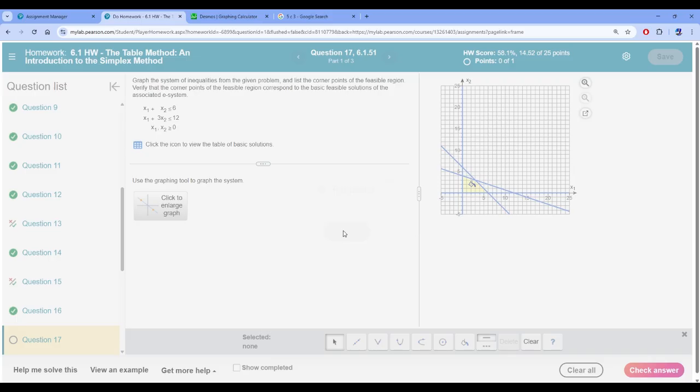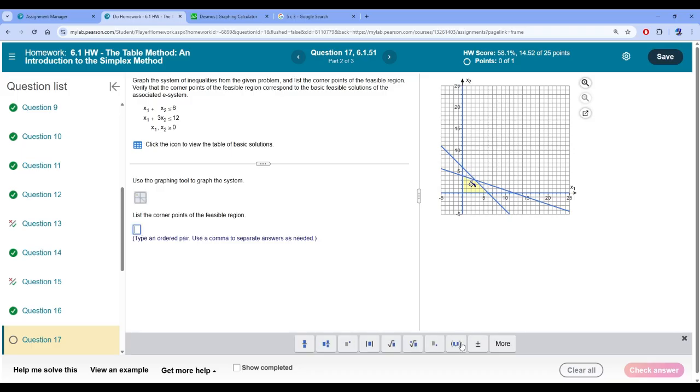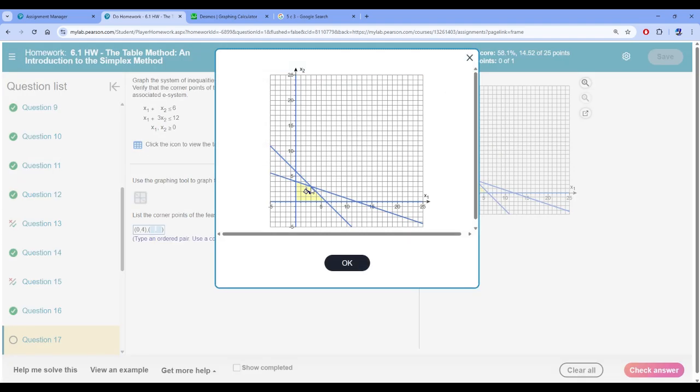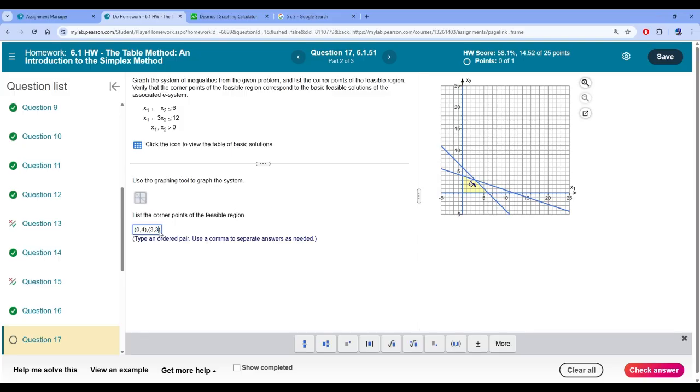There we go. Cool. List the corner points of the feasible region. So I got 1, 2, 3. 1 is going to be (0, 4). The next one, what's that point right there? Looks like (3, 3). And last but not least, it should be (6, 0). So let's do parentheses.